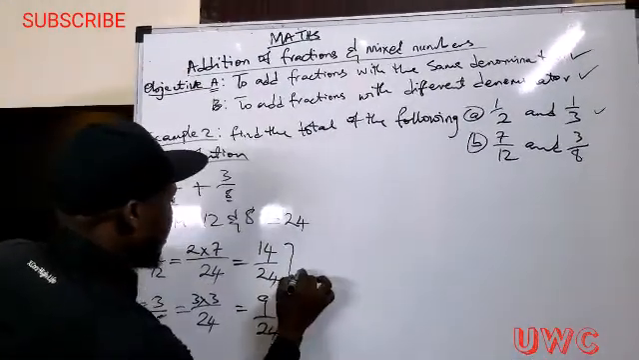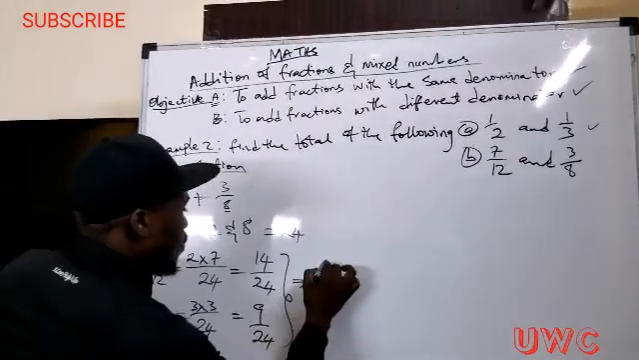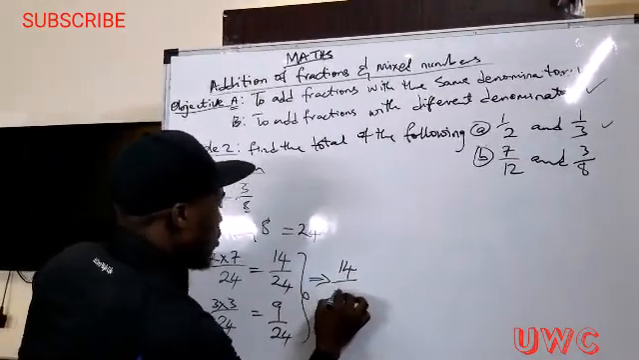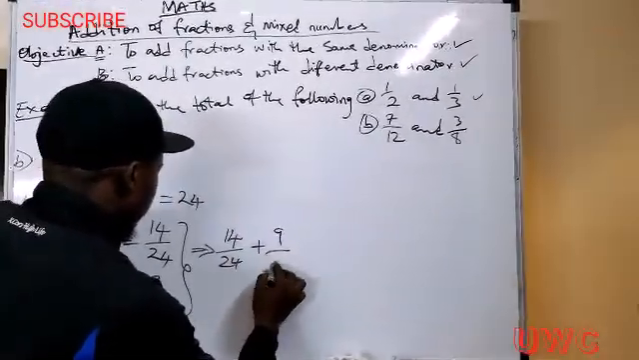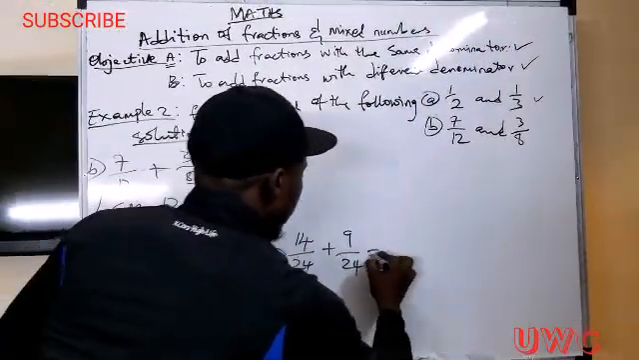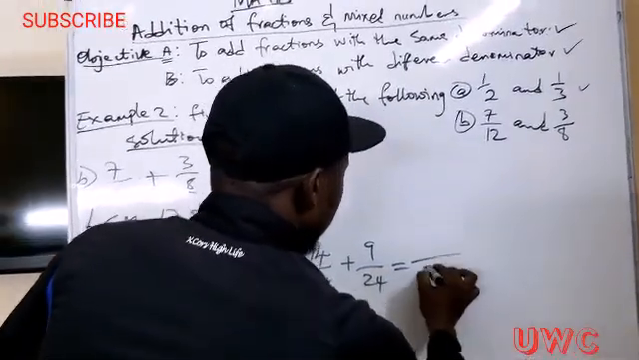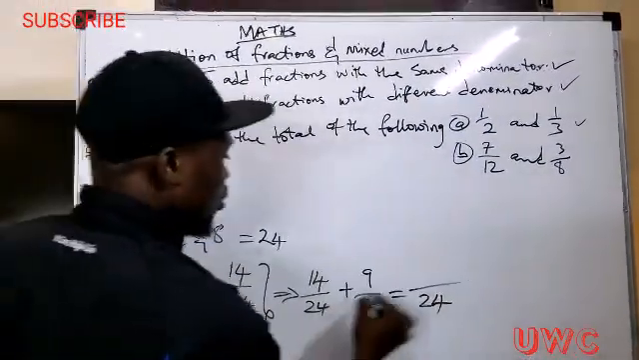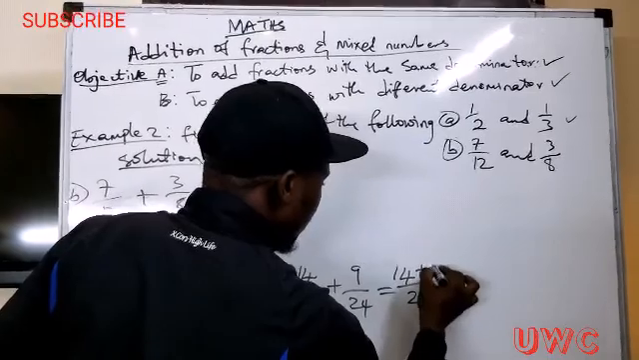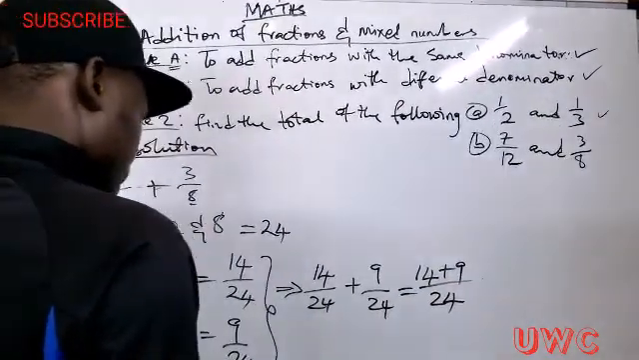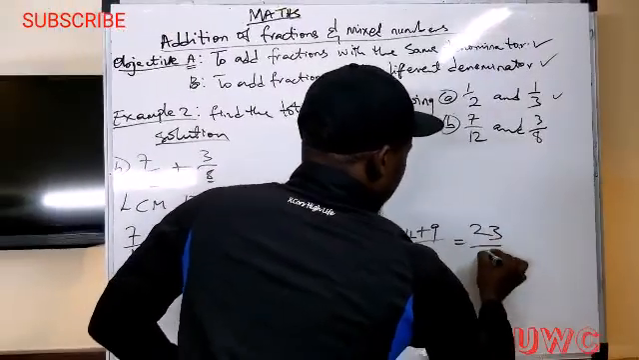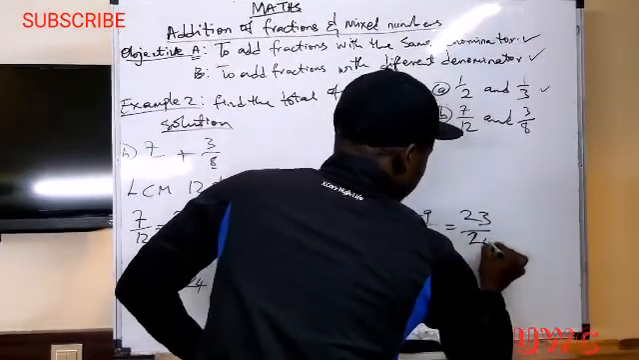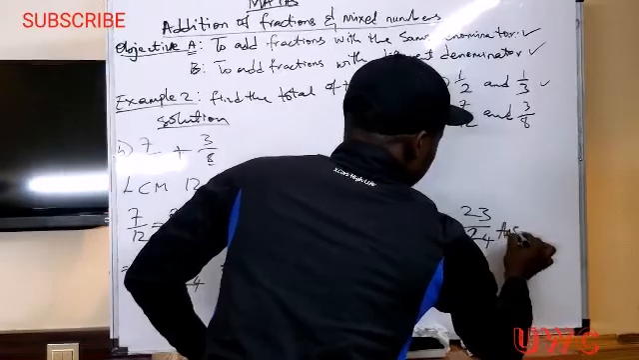This implies that 14/24 plus 9/24 is equal to, the LCM is 24. We now sum the numerators, 14 plus 9, to give us 23/24. That is our answer.